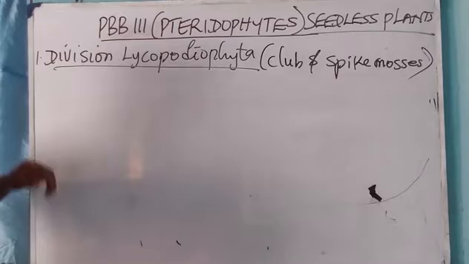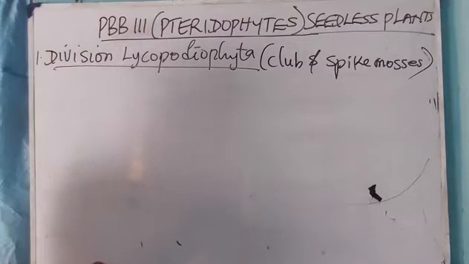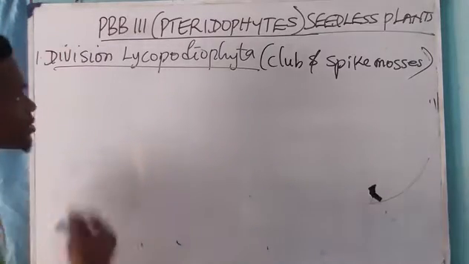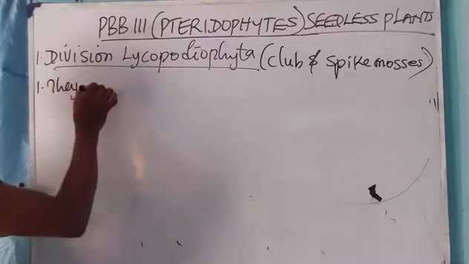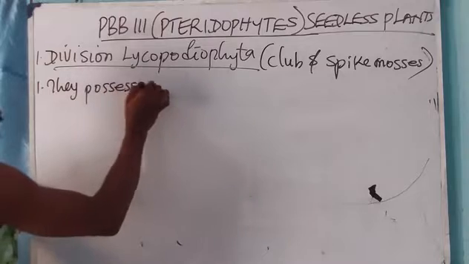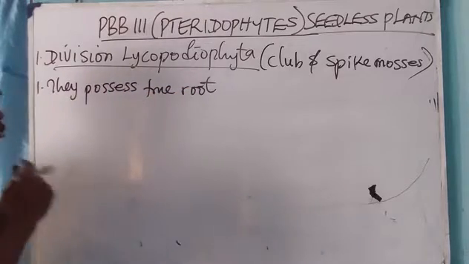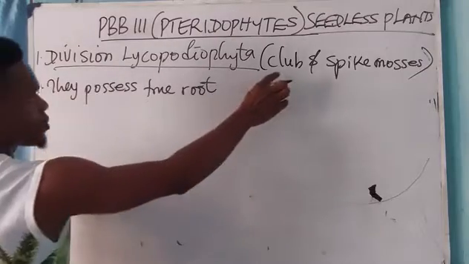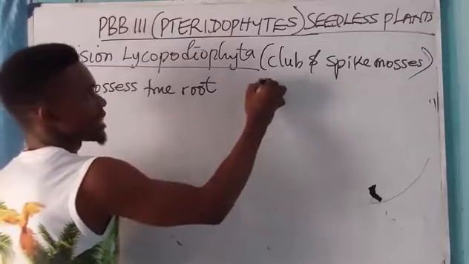Now, club and spike mosses are otherwise called what? The Lycopodiophyta. Now, what are the features of these plants? Now, they possess true roots. They possess true roots. Now, the club moss. A good example of this club moss is the lycopods.